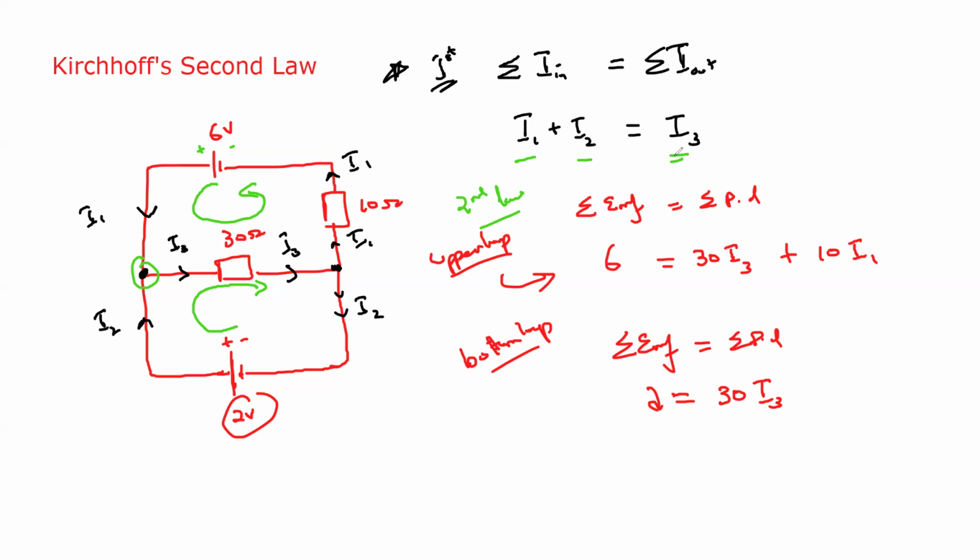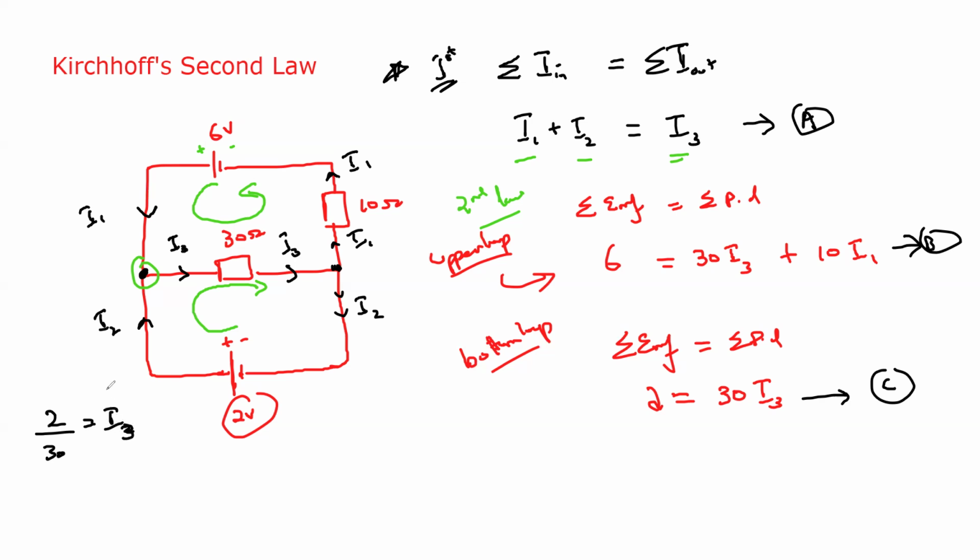Now we have three equations. This is equation A, this is equation B and this is equation C. You have three equations and three variables, three unknowns, so you can use these three equations to find them. When we start solving, we start with the last equation. So using the last equation, 2 is equal to 30 I3. So 2 divided by 30 is equal to I3.